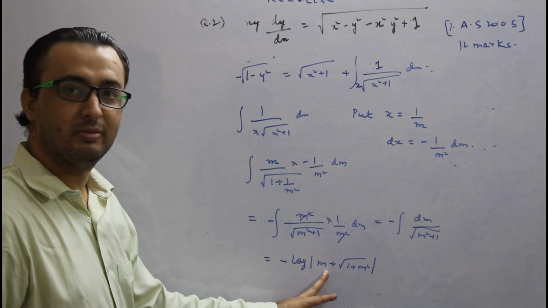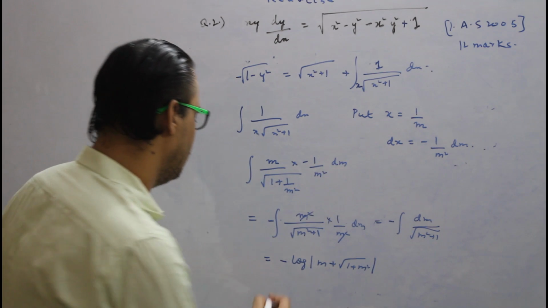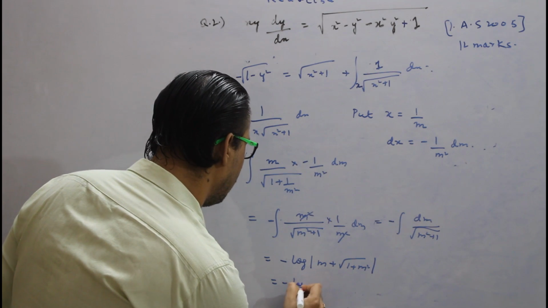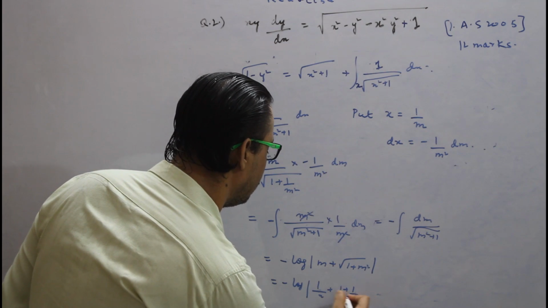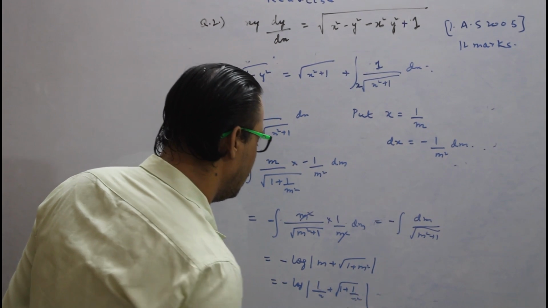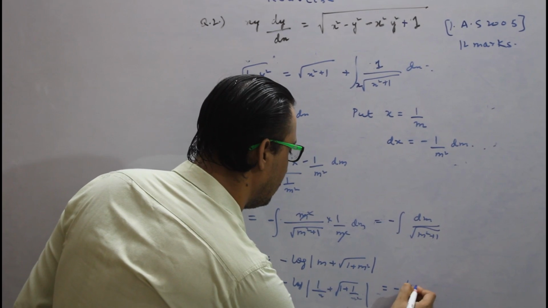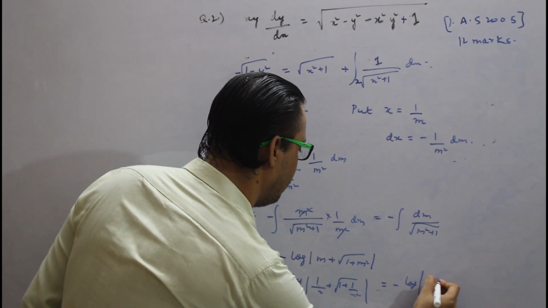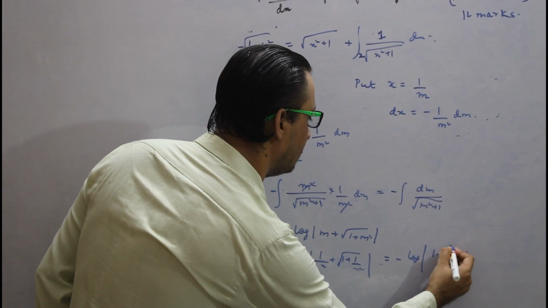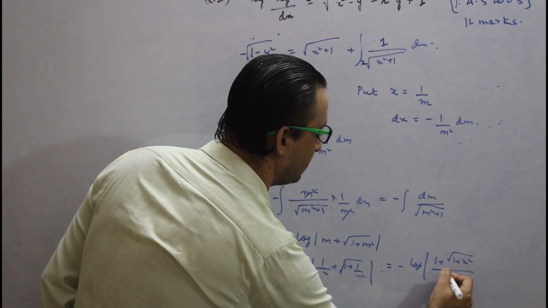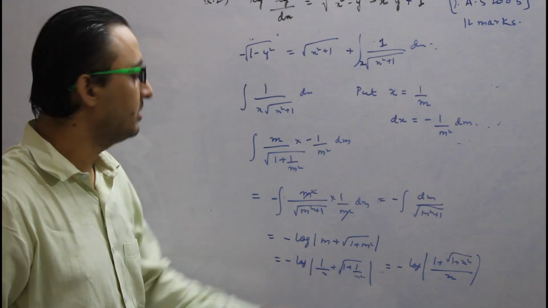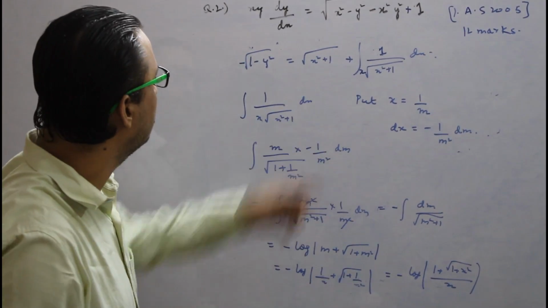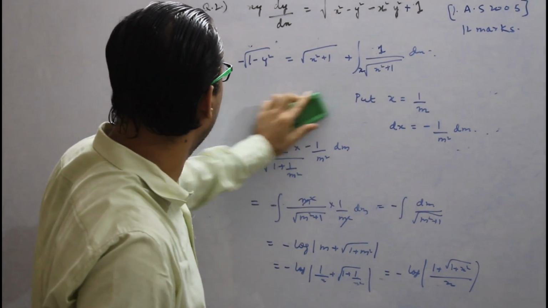So we can now plug the value of m from here. So this is minus log 1 by x plus under root 1 plus 1 by x whole square. So we can write it as minus of log 1 plus under root x square by x. So we have got our values here. So we can write it at the appropriate place.